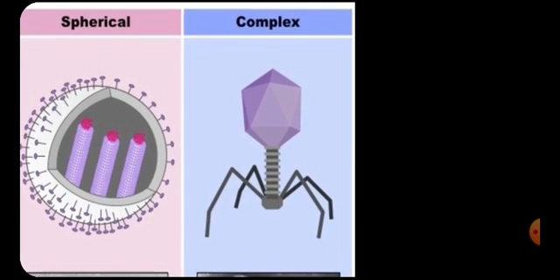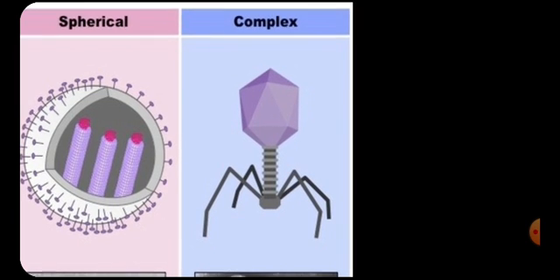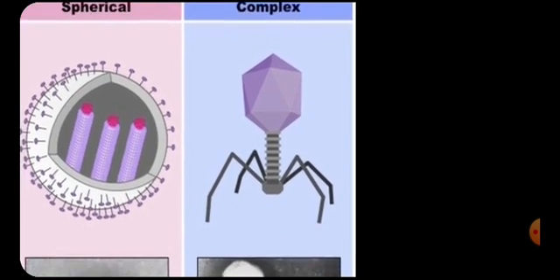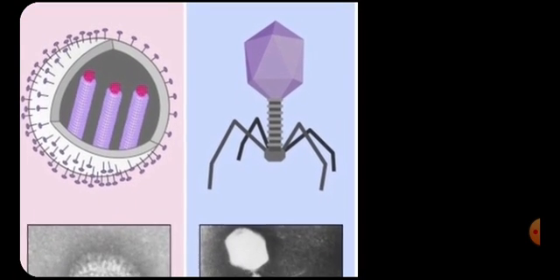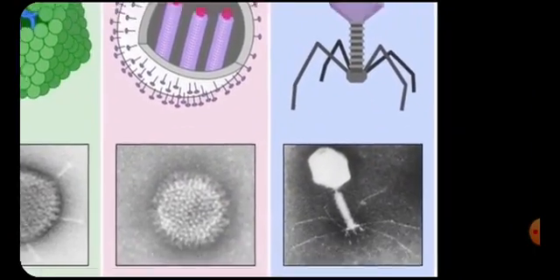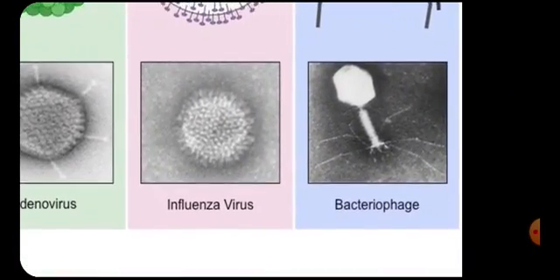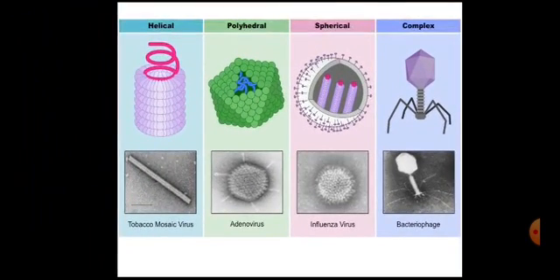This is the structure of a bacteriophage, a virus of bacterium. You can see the head has a typical regular symmetry, which is called icosahedral symmetry. And this is how it looks under the microscope. These are the different shapes of viruses which are formed due to the shape of the capsid and the shape of the envelope.